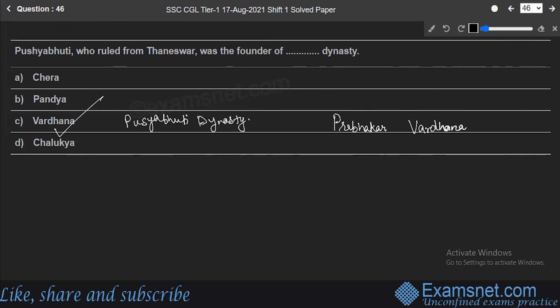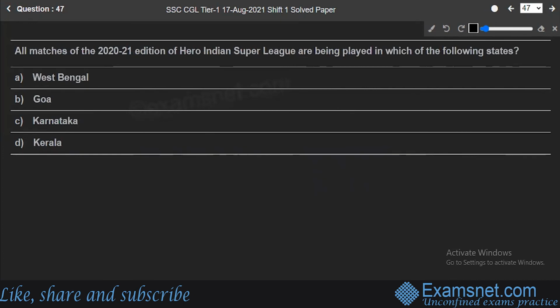Prabhakar Vardhana was the first notable king of the Vardhana dynasty. Harsh Vardhana was the greatest ruler of this dynasty. The capital of Harshvardhana's empire was Kannauj. So option C is the answer to the question. Hope you are clear with this. Next is question number 47.